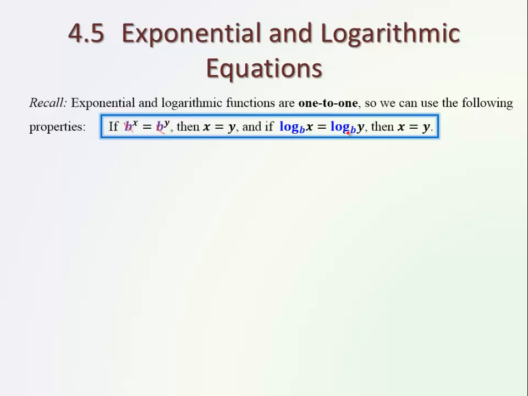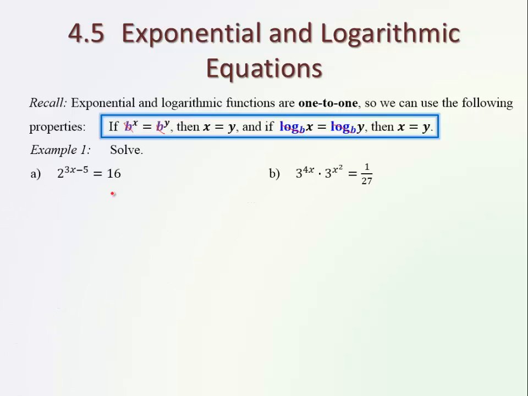Similarly with logarithms, the values of logarithmic function with base b are equal, therefore the inputs are equal. Again, we can drop logarithms from both sides as long as they have the same base and as long as it's a single logarithm on each side. So we can't have any addition or subtraction. We can't have two logarithms on any of the sides. It has to be a single logarithm and then we can drop it.